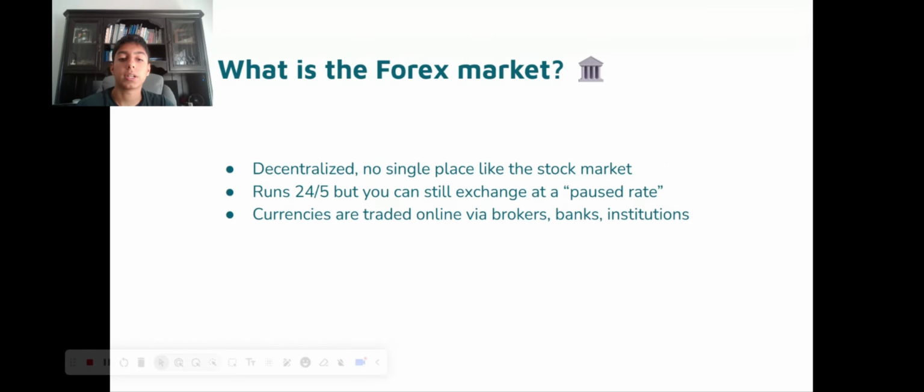Now, unlike the stock market, there's no Forex building. It's decentralized, meaning it happens online through banks, brokers, and global institutions. It runs 24 hours a day, Monday through Friday, so 24/5, because somewhere in the world, it's always business hours.